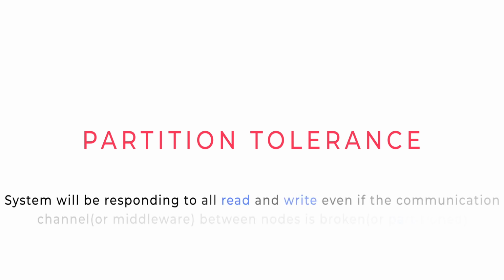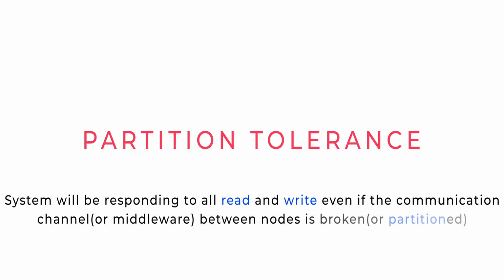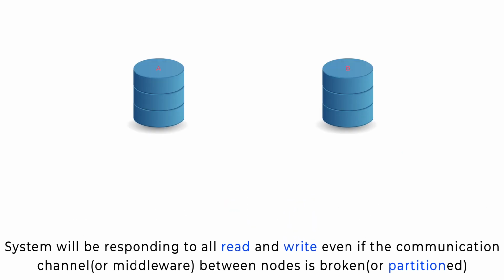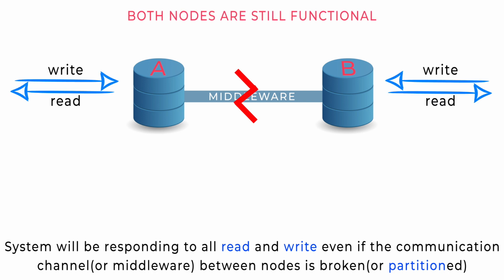Now, partition tolerance entails that the system will be up and running, the system will be responding to all the read and write requests, even though the communication channel or the communication messages between A and B are dropped due to some reason or take a lot of time, which is beyond the acceptable timeout. This is what partition tolerance entails, that even if the network communication between two nodes breaks, still these two partitions should be able to function independently and respond to all the incoming requests.